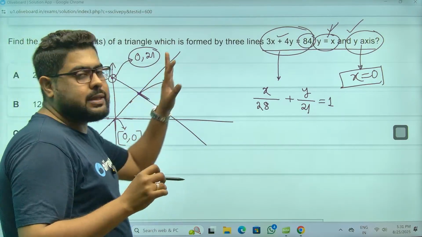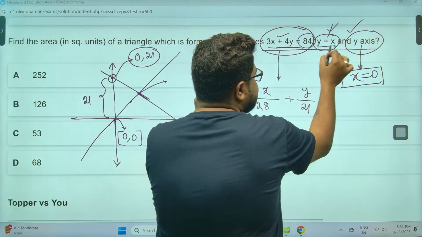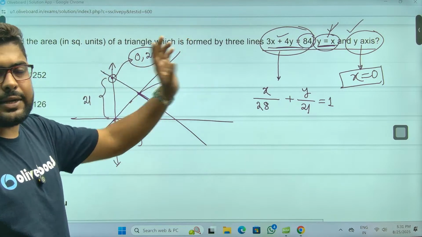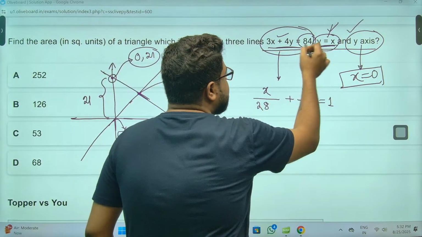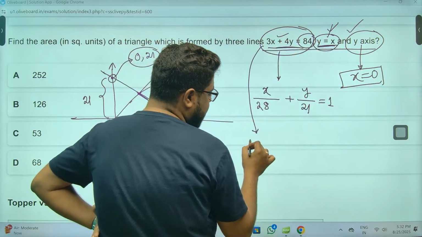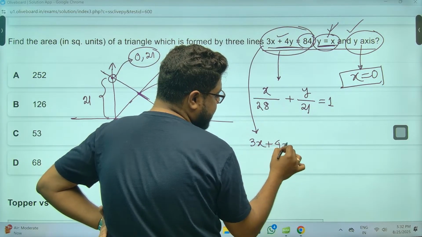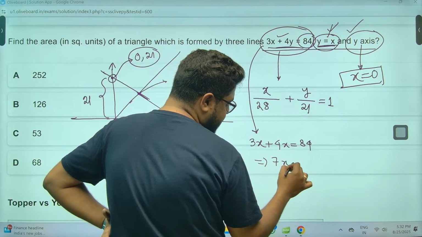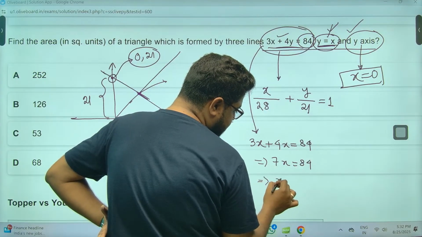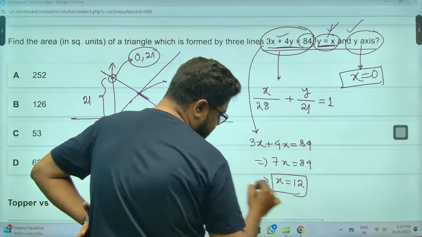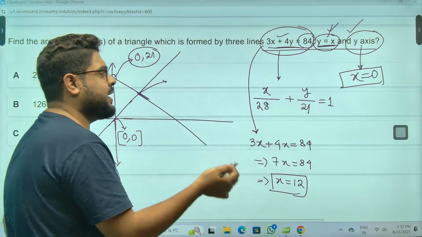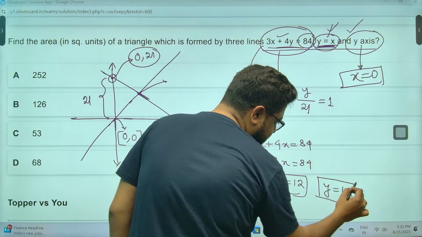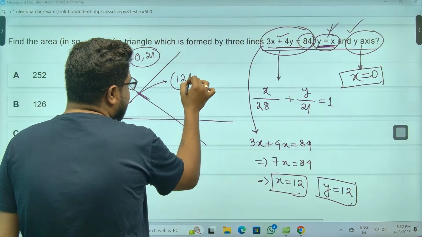This point will be the intersection point between this line and this line. It has nothing to do with the y-axis. The y-axis is gone, sir. Correct? So how to do that? Sir, you put x equal to y in this equation. If I put x equal to y in place of 3x plus 4y, I can write 4x equal to 84. So 7x is equal to 84. So x is equal to 12, sir. I don't need y. Even if you want y, x equal to y means y will also become 12 because x and y are equal. So this point is actually 12, 12.